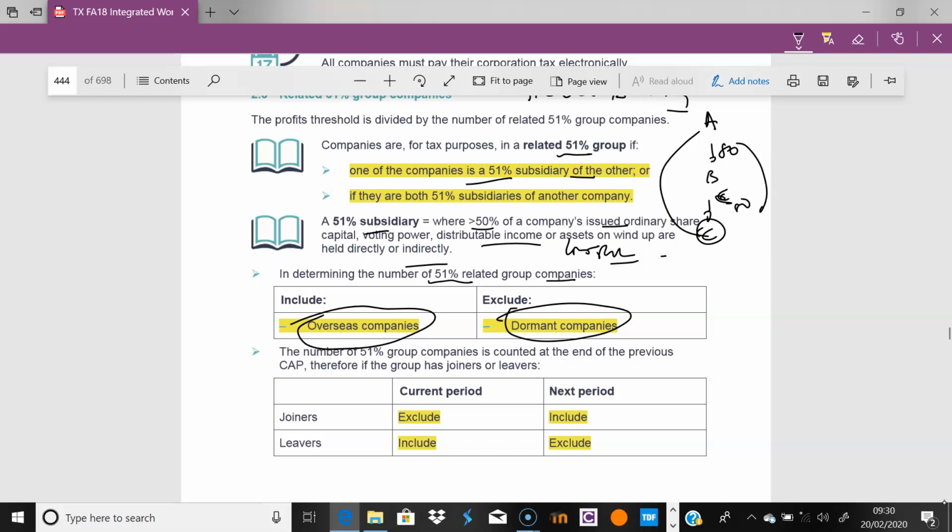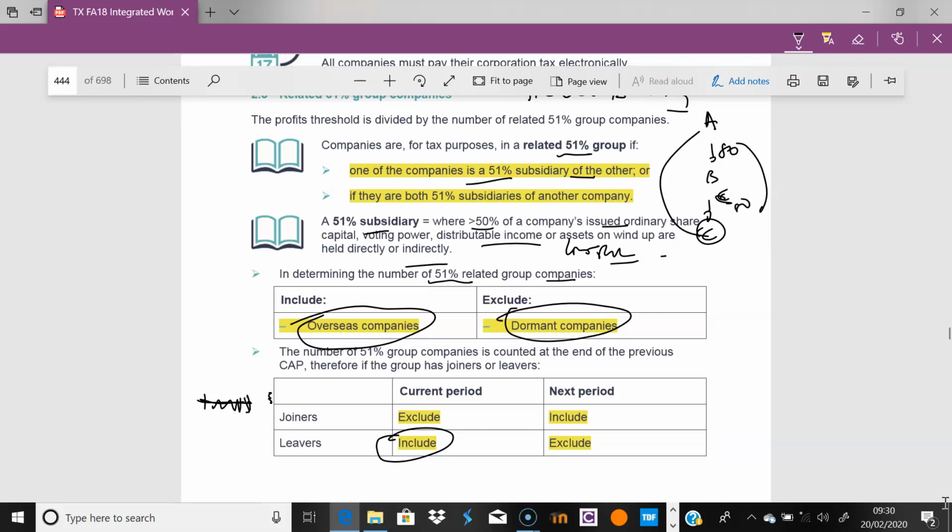It's pretty much based on this: the number of 51% companies is counted at the end. So we get to the end of the group and we literally ask who was with us at this point. Even though someone has left us after that year end, we still include them in calculating whether they were part of the 51% associated group companies. But you must have been with us. So if you join us in this current period, well, not yet. We're not including you. We'll include you in the next period.